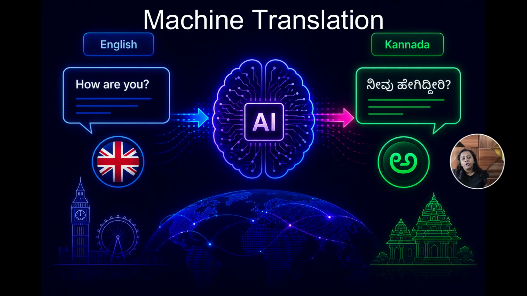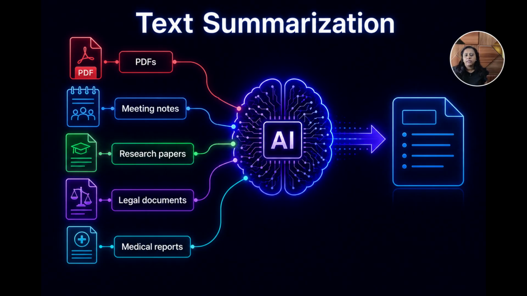Machine translation automatically translates one language into another. For example, in English, how are you? In Kannada, ನೀವು ಹೇಗಿದ್ದೀರಿ? In the real world, Google Translate and Microsoft Translator use this technology. Text summarization converts a long document into a shorter version while preserving the important information. In a real-world example, ChatGPT summarizes PDFs, meeting notes, research papers, legal documents, medical reports.